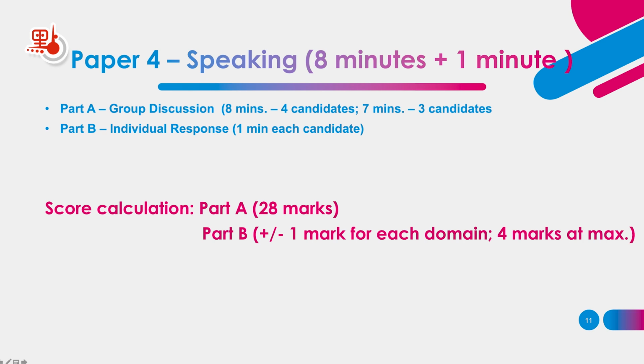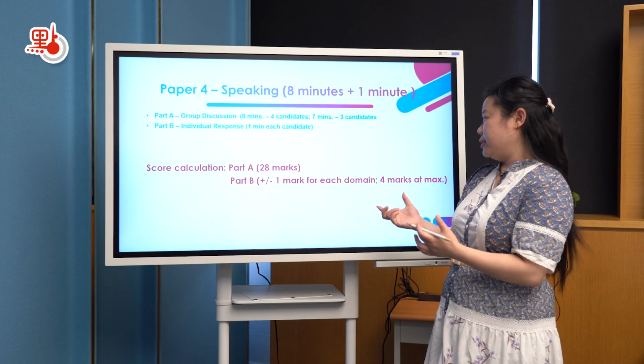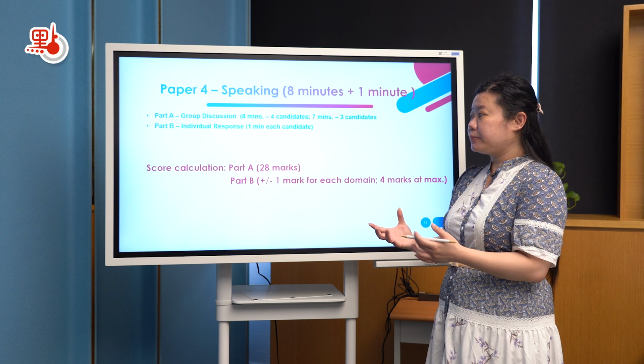And for part B, the score mostly depends on your performance in part A. For part B, the individual response is just plus or minus 1 mark in each domain. So there will be a 4-mark difference at maximum.